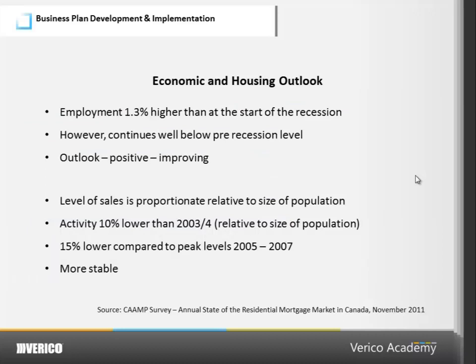Here's some information on the housing outlook and the economic state of the country. Employment is 1.3% higher than at the start of the recession. However, it continues to be well below pre-recession levels, but it is increasing and improving. The outlook is positive. Level of sales is proportionate relative to the size of the population. The activity is 10% lower than 2003-2004, however 15% lower compared to those peak periods of 2005 and 2007. The sales are stable at this point.